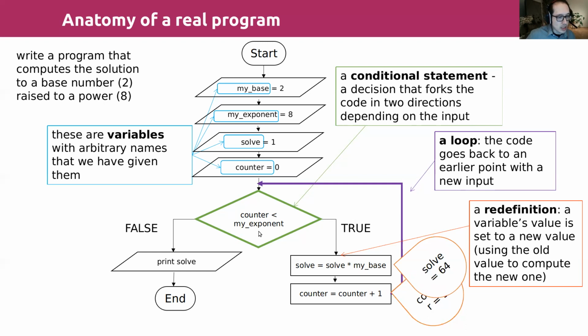So we keep repeating this until at some point counter equals 8. And now when we go back to the beginning, we no longer satisfy this condition. Counter is less than my exponent. So we go this way and print the answer. And if we remember, it's 256 here.